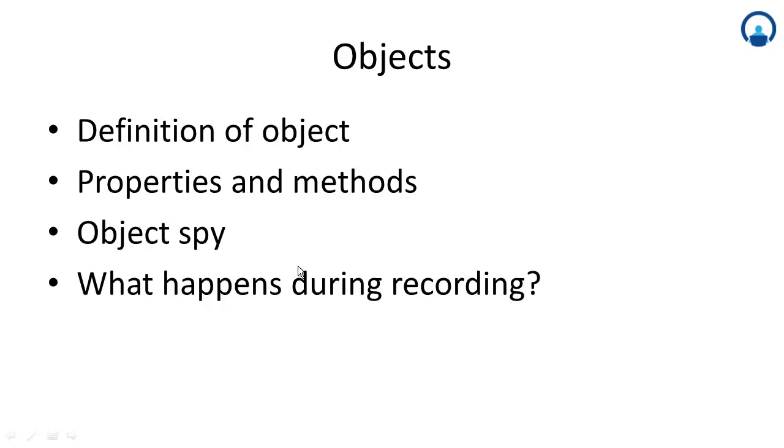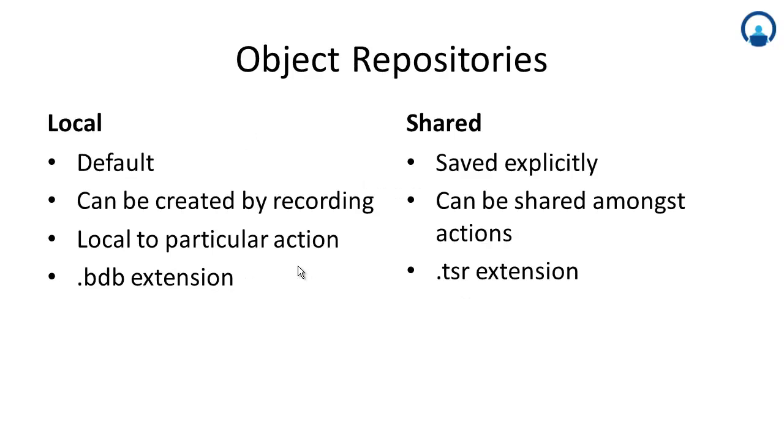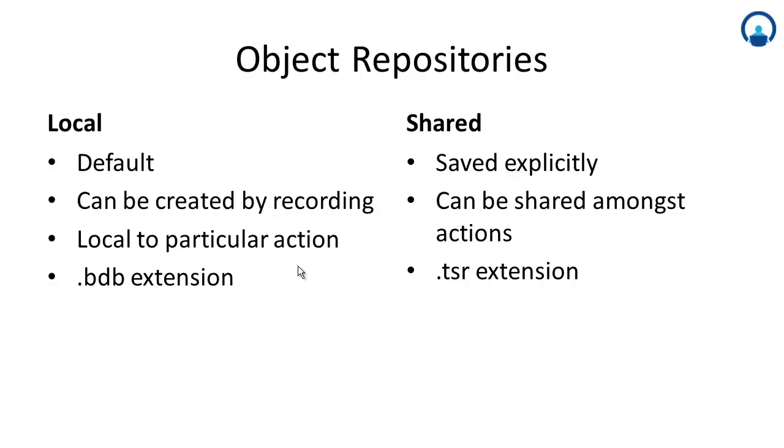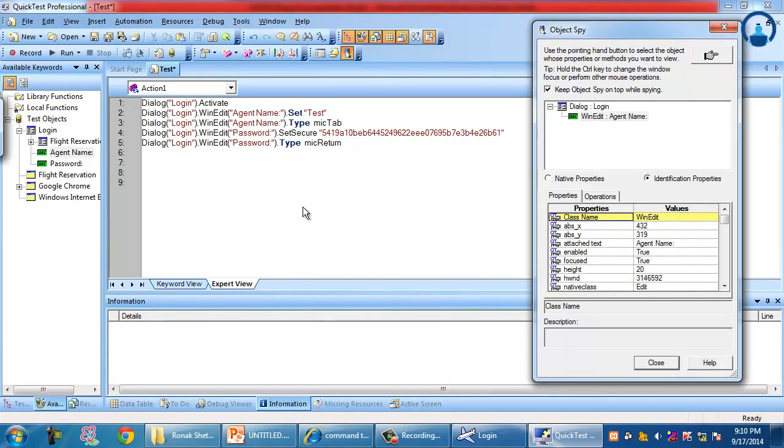Now we'll see the objects which are recorded, and the properties which are captured by QTP during recording of the object. Where are these properties saved? This brings me to the next topic, that is object repositories. The name itself is indicative that it is a repository for objects. Basically, whatever QTP learns during recording, the objects and their properties, it saves over here. That is the object repository.